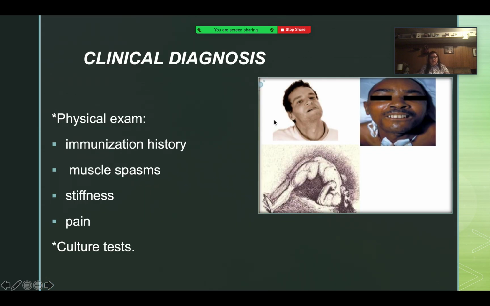The clinical diagnosis is going to be made through a physical exam. The physical exam is going to review the immunization history of the patient. They are going to observe the muscle spasms, the stiffness, the pain, and also culture tests are going to help to diagnose this disease.